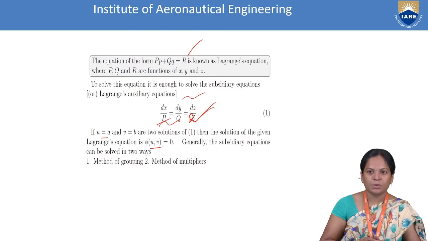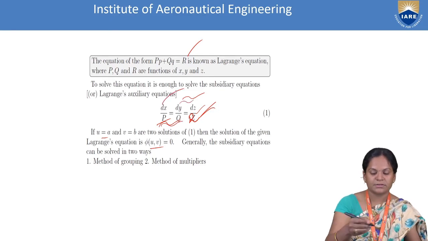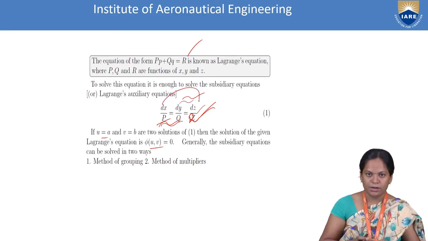Generally, the subsidiary equations can be solved in two ways: one is the method of grouping and another one is the method of multipliers. Grouping is nothing but we write the subsidiary equations of the form dx by P, dy by Q, dz by R. Consider any two fractions, first and second, or second and third, or first and third. We can get two solutions, one is u and another one is v. Then we write u and v in the form phi of u comma v equal to 0.